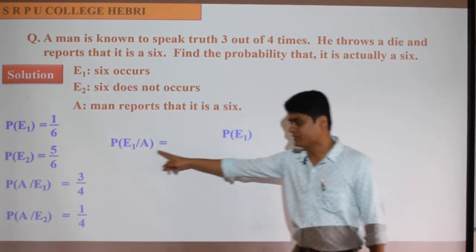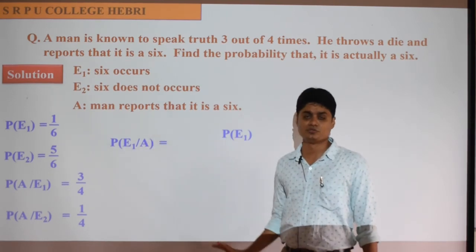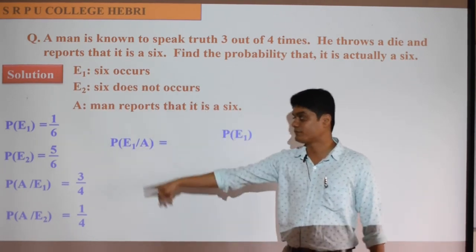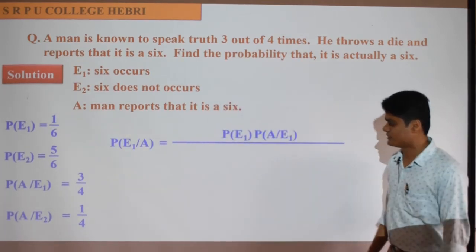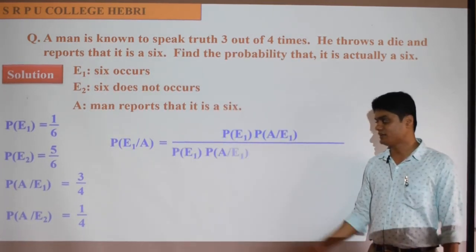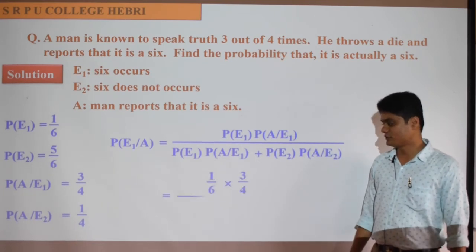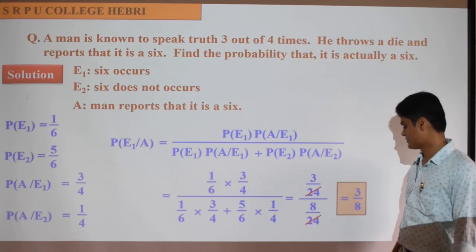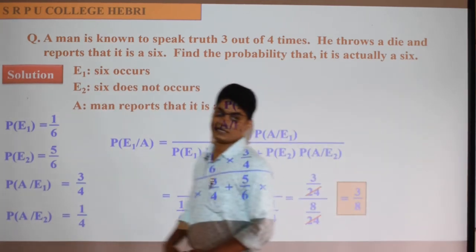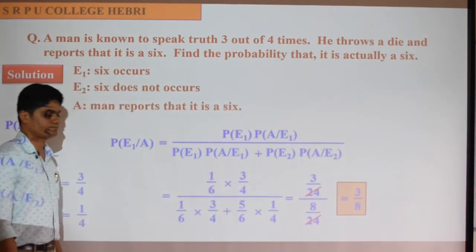Understanding this is very important. Here if you make a mistake, you lose 2 marks out of 3. You will get 1 mark for writing all this, remember that. So probability of E1 bar A is equal to probability of E1 into probability of A given E1, and you know this formula. Substitute all the numbers, you will get the answer as 3 by 8. Answer is 3 by 8.